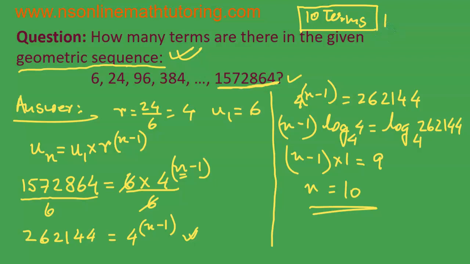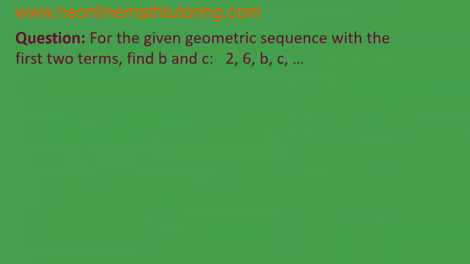This is our answer. This was the first question of this session. Let us move on to the next question. For the given geometric sequence with the first two terms given as 2, 6, find B and C. These two are the next two terms. These are given in variable form. We have to get the values of these two variables. Okay. So let's start with our answer.